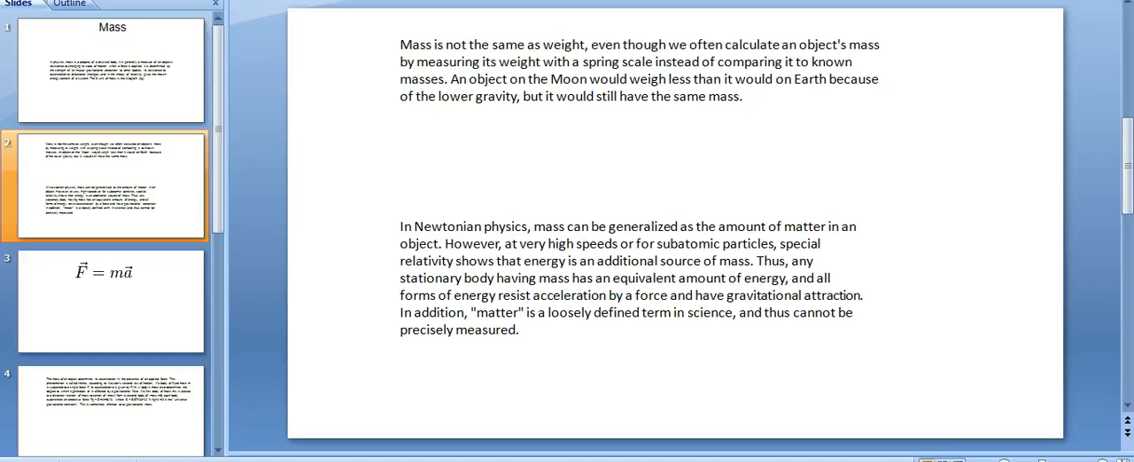In Newtonian physics, mass can be generalized as the amount of matter in an object. However, at very high speeds or for subatomic particles, special relativity shows that energy is an additional source of mass. Thus, any stationary body having mass has an equivalent amount of energy, and all forms of energy resist acceleration by a force and have gravitational attraction. In addition, matter is a loosely defined term in science and thus cannot be precisely measured.